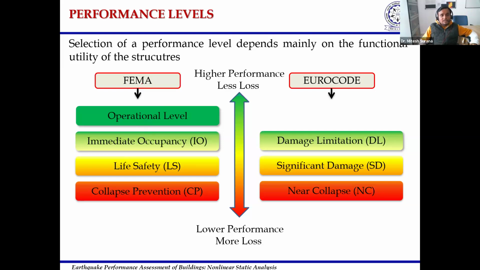For example, operational performance level is defined in FEMA, but there is no definition of such performance level in Eurocode. Immediate occupancy is defined in FEMA, the same in Eurocode is defined as damage limitation. Life safety is defined in FEMA, the same is defined in Eurocode as significant damage. And collapse prevention is defined in FEMA, and in Eurocode it is defined as near collapse. So if I go from the top to bottom, that means I am increasing the amount of expected loss during earthquake in a structure. If a structure is performing at operational performance level, it will be experiencing less loss as compared to if it is performing at collapse prevention performance level. So higher performance results in lesser loss, and lower performance results in more loss.